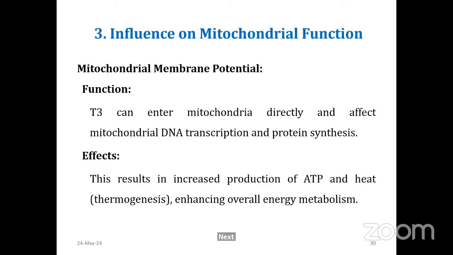Next, T3 can directly enter mitochondria and affect mitochondrial DNA transcription and protein synthesis. So the direct effect on mitochondria results in protein synthesis. And ultimately, this results in increased production of ATP and production of heat, which enhance the overall energy metabolism.